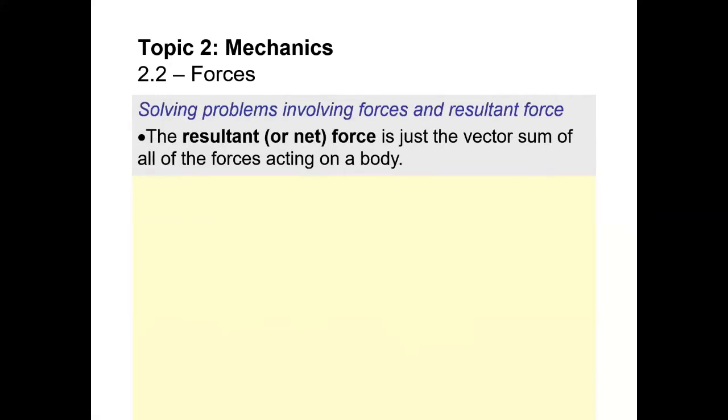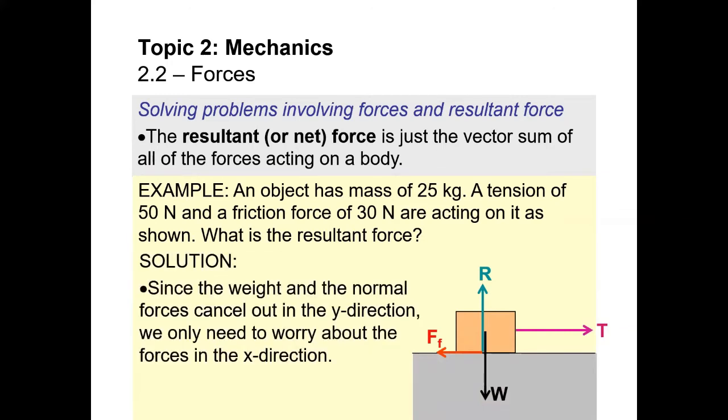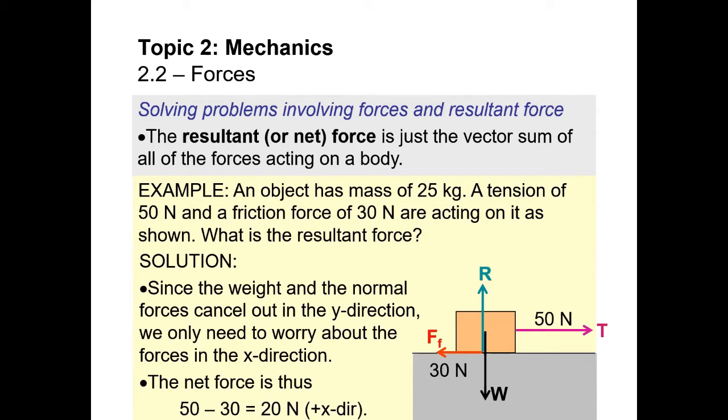The resultant force is just the vector sum of all the forces acting on a body. An object has a mass of 25 kilograms, a tension of 50 newtons, and a friction force of 30 newtons acting on it as shown. What is the resultant force? Since the weight and the normal force cancel out in the y direction, we only need to worry about the force in the x direction as the object moves horizontally. The net force is tension 50 newtons minus the friction force 30 newtons, and that gives us 20 newtons to the right.